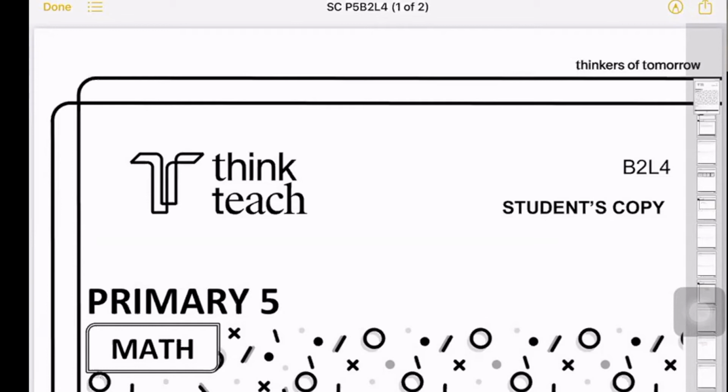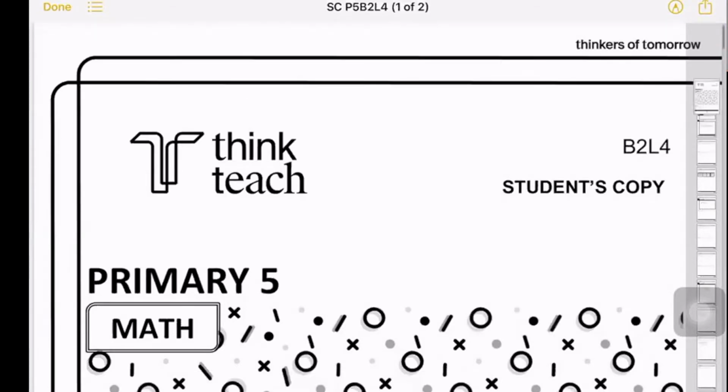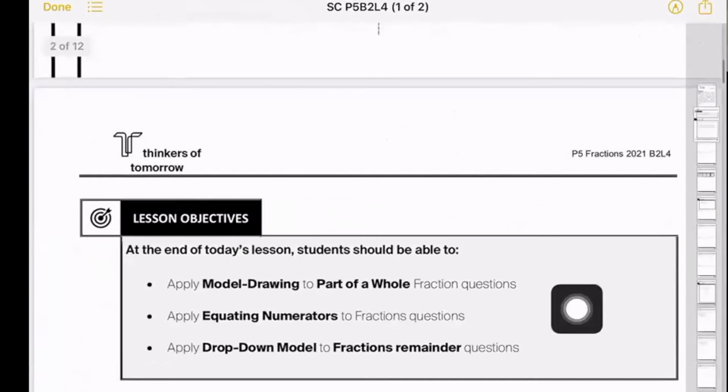Okay, so what we're going to do today is build on what we did last week, which is model drawing involving fractions. This week we're continuing that. We're doing model drawing, but slightly more challenging, where we will equate numerators and also use the drop-down model. So this is what we'll be covering today.